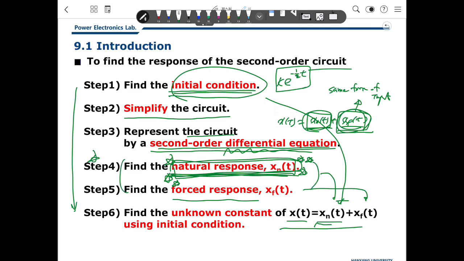Step 4, how to get the natural response. In the case of a first order circuit, the natural response is very simple. But in the case of a second order differential equation, the natural response is a little bit complicated, but you don't need to hesitate to study it. It could be simple if you study all things.